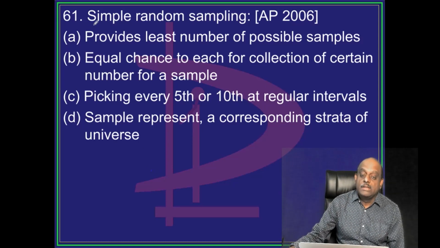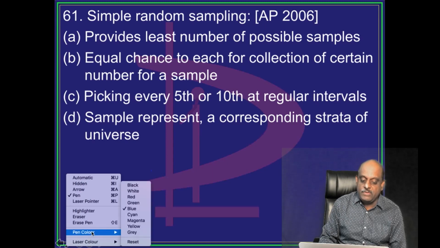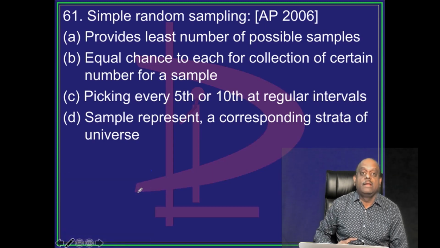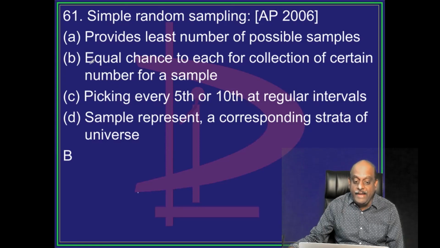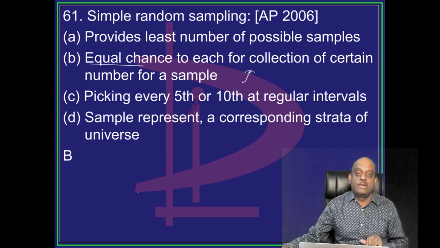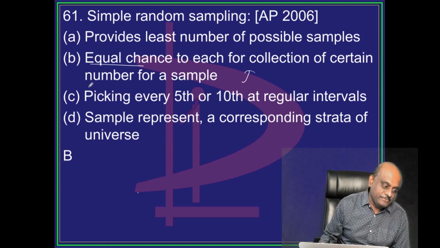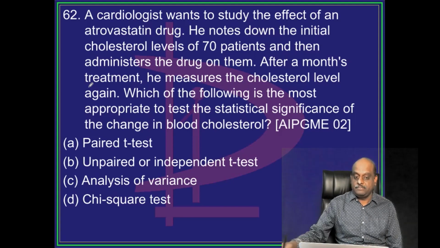Now, simple random sampling. Come on, punch your answer, doc. Simple random sampling provides an equal chance to each to get selected. That is called simple random sampling.